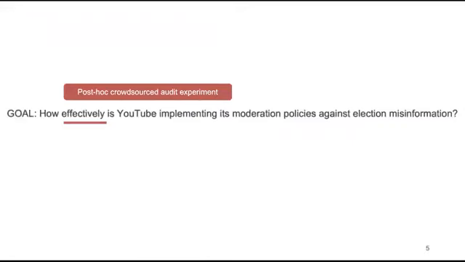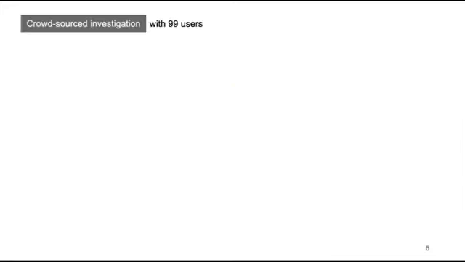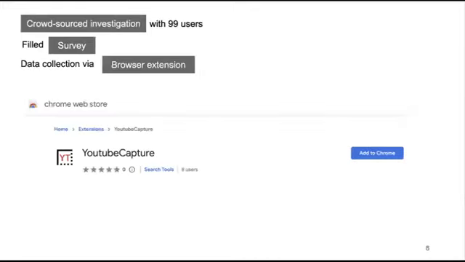It is a post-hoc audit since we are investigating the platform for misinformation related to an event that occurred in the past. And it's a crowdsourced audit since we investigate YouTube's algorithms by collecting data from real-world users. So we first recruited 99 users to take part in our audit study. And all these users first filled out a pre-study survey about their beliefs on personalization and trust in YouTube's search results and recommendations. After filling the survey, the users installed a browser extension from the Chrome Web Store, and this extension helped us in collecting users' data.